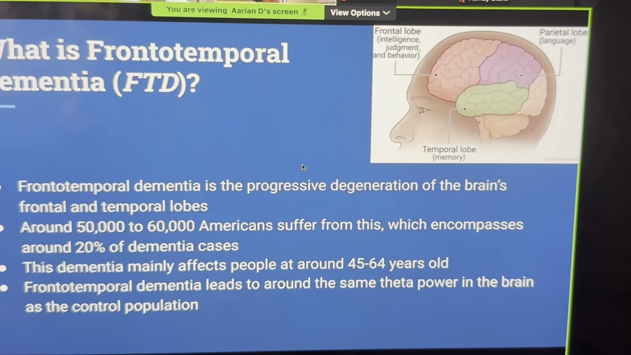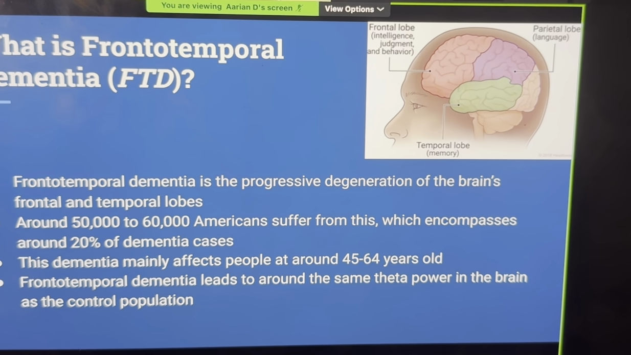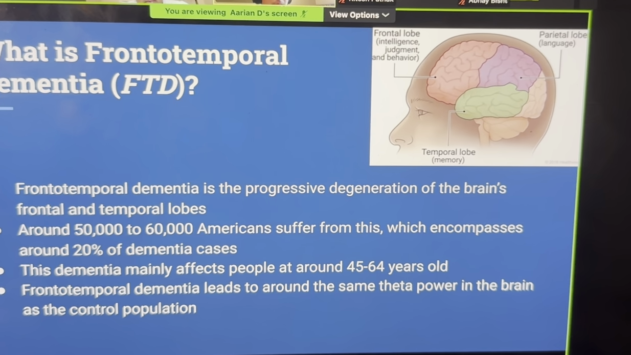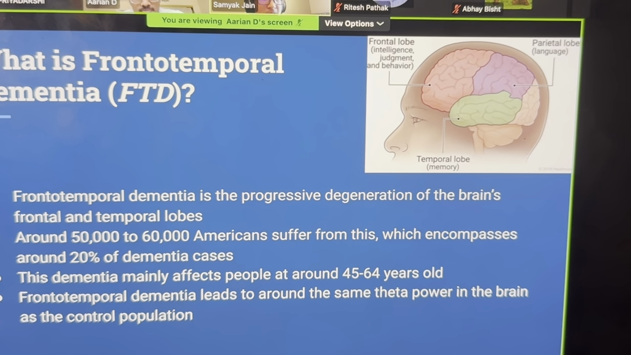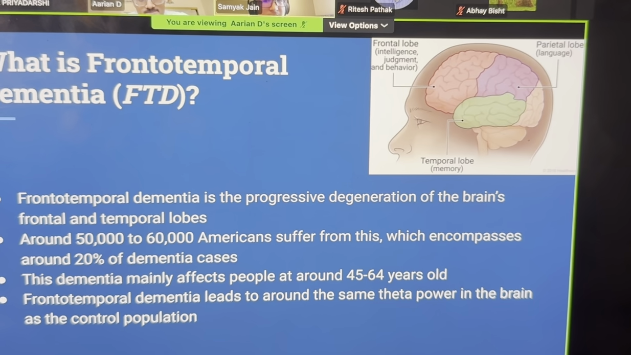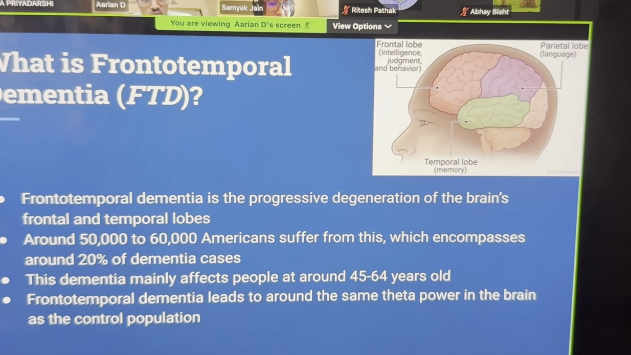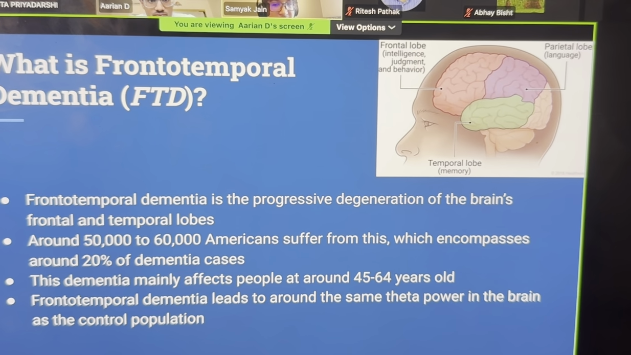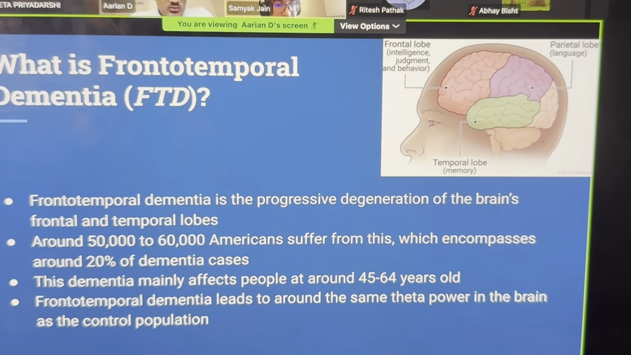Now another type of dementia is frontotemporal dementia, and it's also a progressive degeneration of the brain, but mainly in the frontal and temporal lobes. Around 50,000 Americans suffer from this, which is around 20% of dementia cases. It mainly affects people around 45 to 64 years old, those who have also aged.